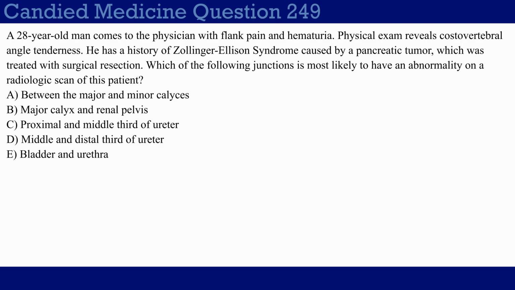Choice A, between the major and minor calyces. Choice B, major calyx and renal pelvis. Choice C, proximal middle third of ureter. Choice D, middle and distal third of ureter. Or choice E, bladder and urethra. I'll wait 5 seconds and answer the question.